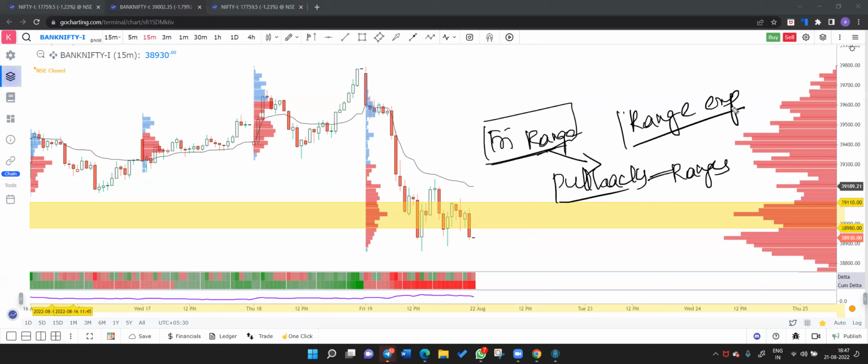And as a rule of thumb, always try to play one side, either in the direction of the ongoing move, which is towards the downside, or a counter move towards the upside in comparison to Friday's move. But don't try to play both long and short, because that's one of the easiest ways to burn your fingers.